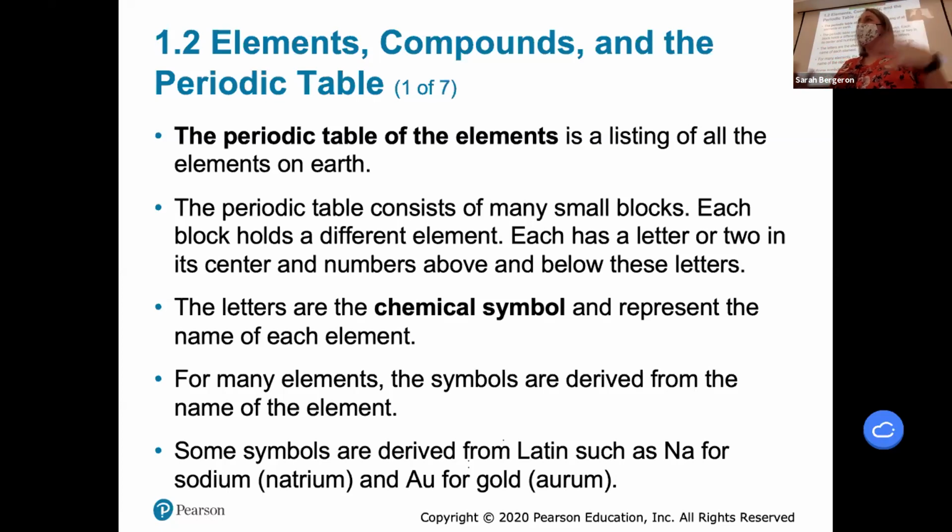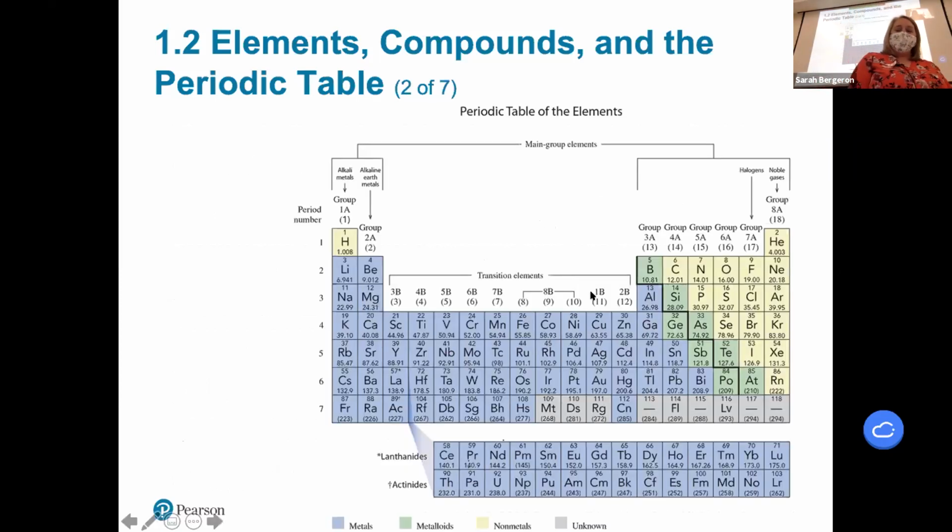Really easy, right? Gold. AU, why is it AU? That's kind of crazy, right? It's because it was Latin. It was the Latin word for gold, and so that's how it was written on the periodic table. So there are some that are a little bit strange, but I'll help you find them, don't worry. You're not going to be all by yourself.